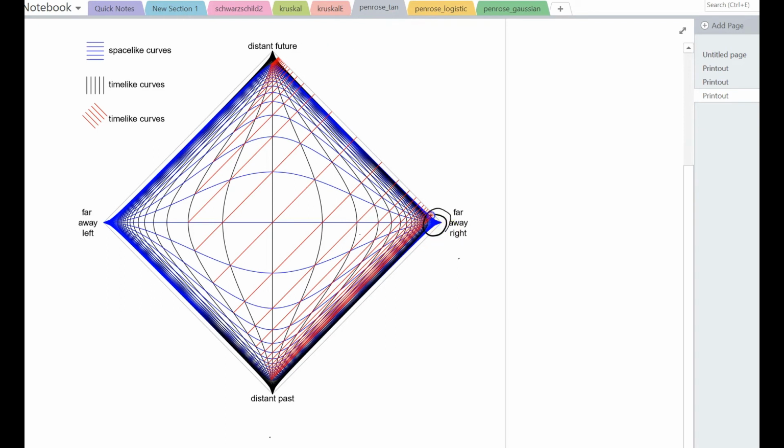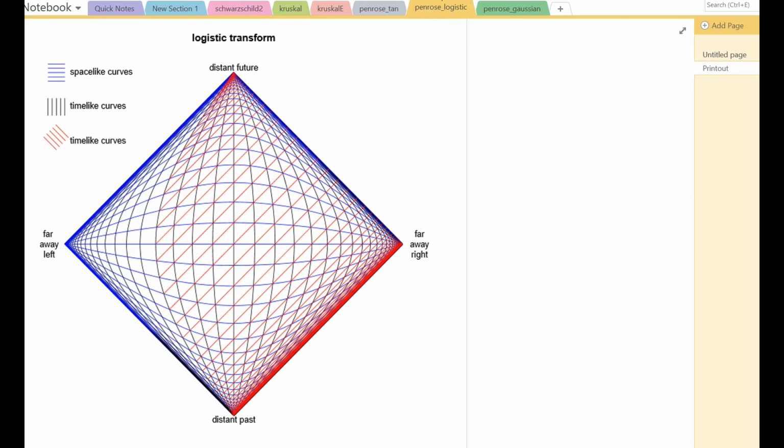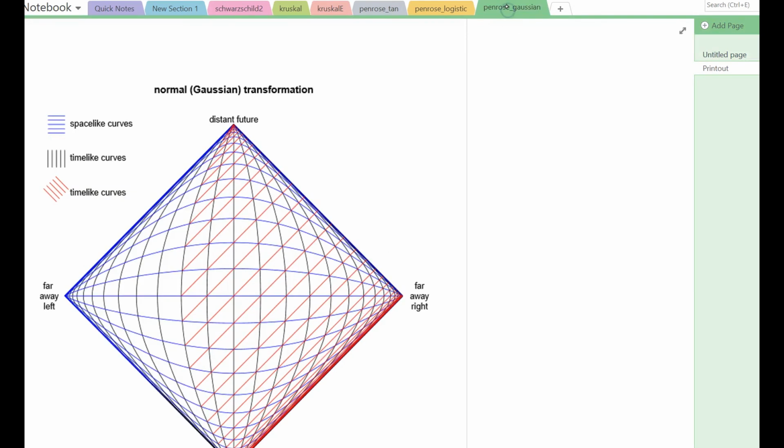There's a certain amount of unpleasantness at the corners here, which you can get around by using either a logistic transform, which is this one here. See, it looks much nicer at the corners here. Or a Gaussian one, which I think is the standard that you use for flat space. And we've got this beautiful property that we've represented the whole of space-time in a finite area, which has got to count for something.